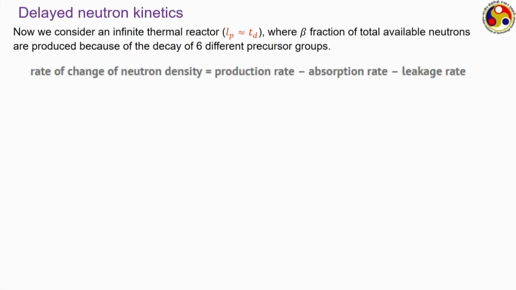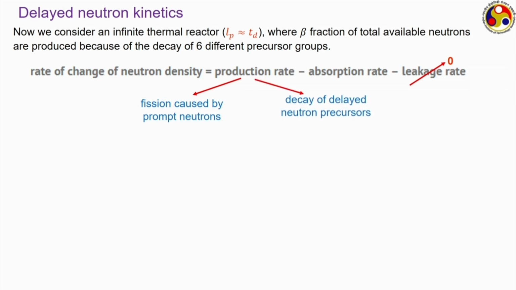There can be 6 different groups of precursors; we can consider 8 also, and the analysis will remain the same. Now, the rate of change of neutron density, the same equation, is equal to production minus absorption minus leakage. There is no leakage for an infinite thermal reactor. But now for production, while earlier we were considering production only because of the fission caused by neutrons, here we can also have production because of the decay of the delayed neutron precursors. So, that needs to be taken into consideration. So, this is the equation that we have here.